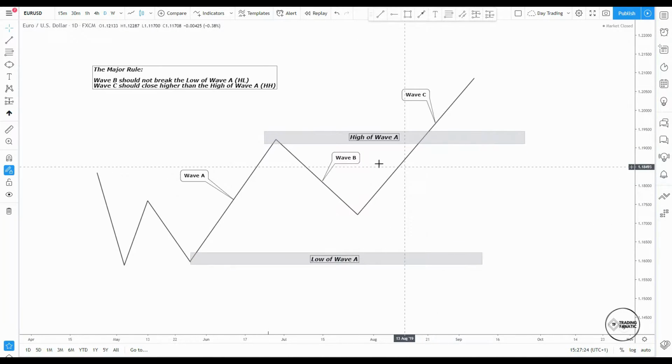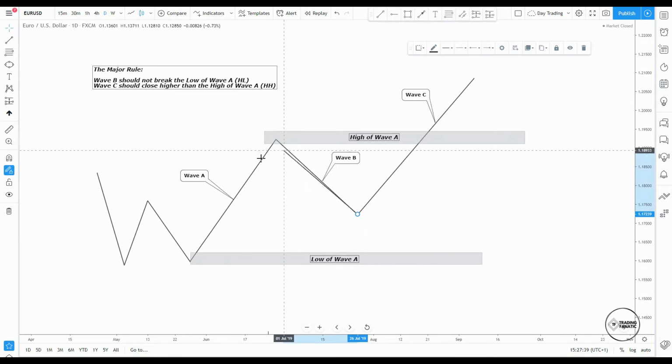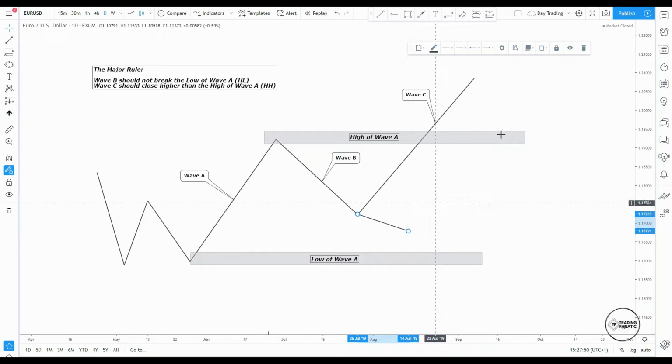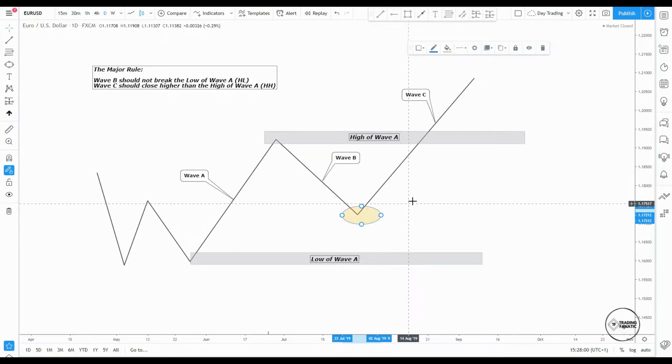A rule for wave B is that price action should not break below wave A, because if it breaks, well, we're going into another downtrend and we should expect price action to retest the low and continue down. Price action is allowed to pull back anywhere in between this area, but not below the low of wave A. It can come back down here to create a double bottom and then decide to continue to the upside. Who knows? The market can do anything. But the major rule is that wave B should not break the low of wave A and it should create a higher low. Currently this is our higher low, right?